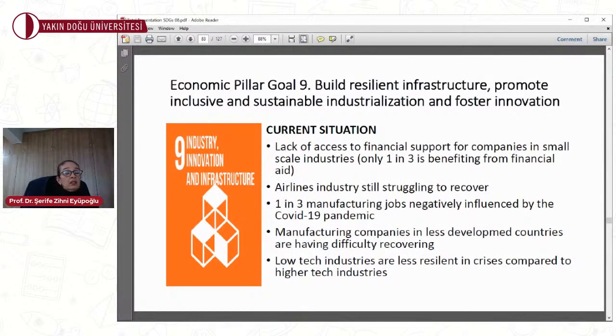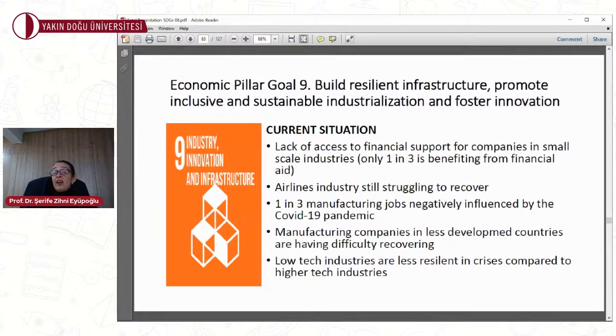And the last goal, industry, innovation and infrastructure. The current situation, unfortunately, again, because of a lack of access to financial support, companies in small scale industries, in other words, small and medium sized industries, are having difficulty continuing. Only one in three is benefiting from financial aid. Again, because of the pandemic, the airline industry is still struggling to recover and get back on track.